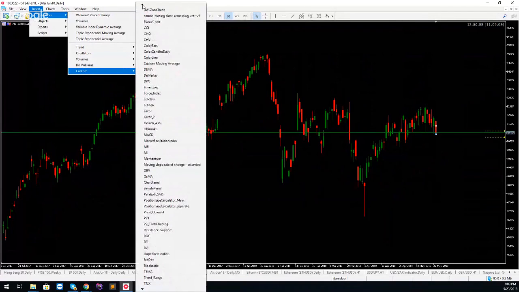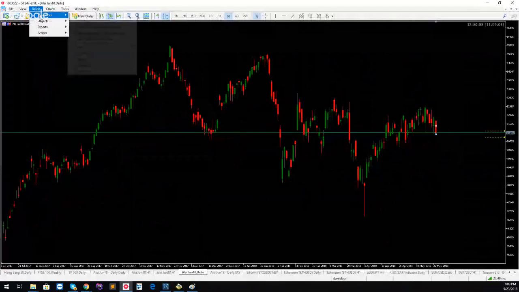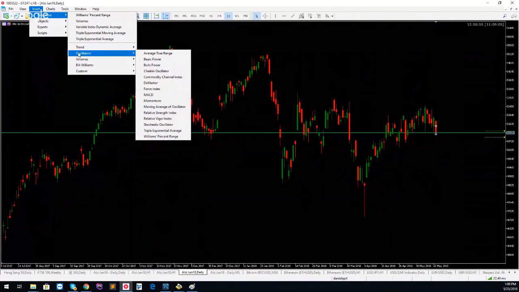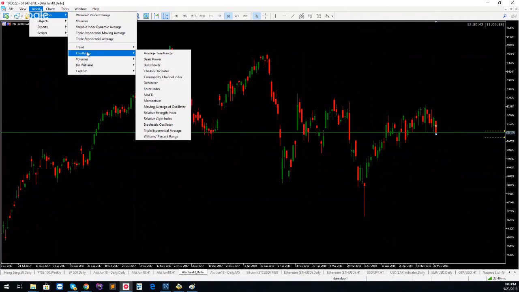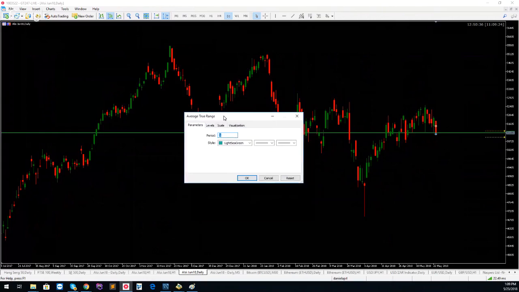Average true range. Where's my average? Insert indicator. Oh, there we go, average true range. It was under oscillators. My bad. So indicators, oscillators, average true range. Boom. Click that. It brings up a screen like that.